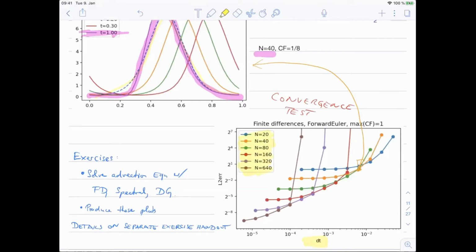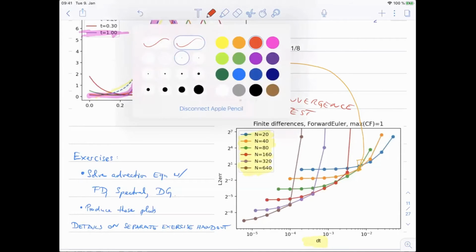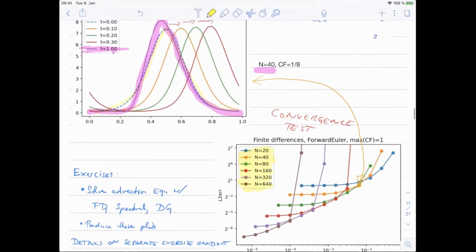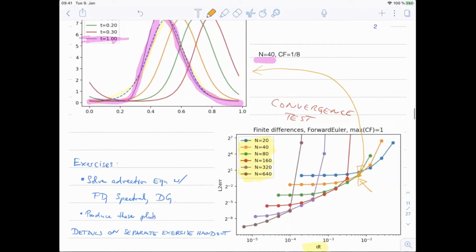And so what you're going to see here is a few important features. So let's try and interpret this graph. First of all, note that the solution I was showing you above corresponds to this point here. It has n equals 40, it's the orange curve, and it has a certain time step. I didn't tell you what time step it was, but it corresponds to this point here.